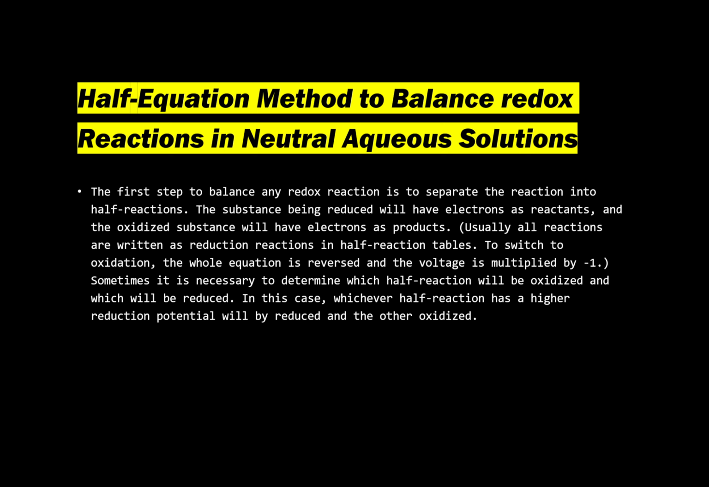Makes sense. Sometimes it's necessary to determine which half reaction will be oxidized and which will be reduced. So which one will be the oxidation and which one will be the reduction reaction. In this case, whichever half reaction has a higher reduction potential will be reduced and the other oxidized. We're going to be looking at those types of oxidation reduction potentials in module 2.